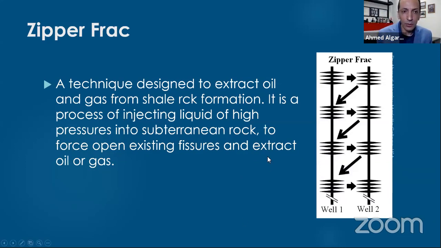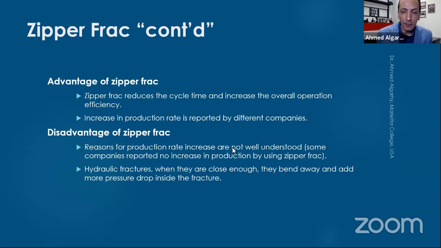Okay, so here's a summary about the advantage and disadvantage of a zipper frac. Again, we developed zipper frac to enhance the operation, and the good news is that we get around a 30% increase in the production rate. So right now in the United States, there's a lot of activity for zipper fracking. Okay, so this is simply how we complete wells here in the United States.